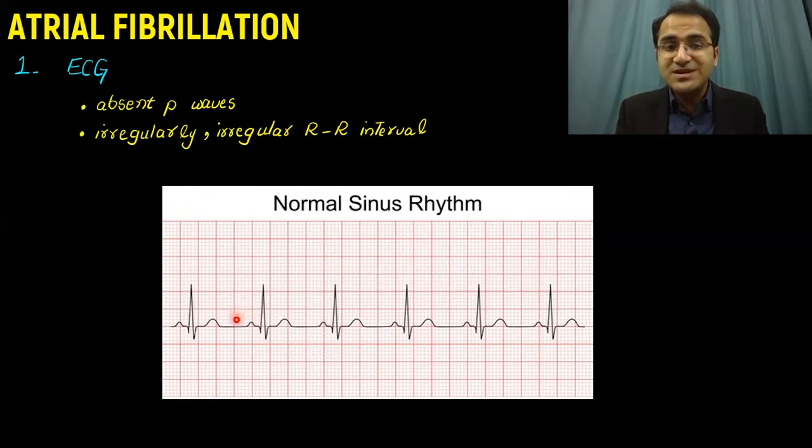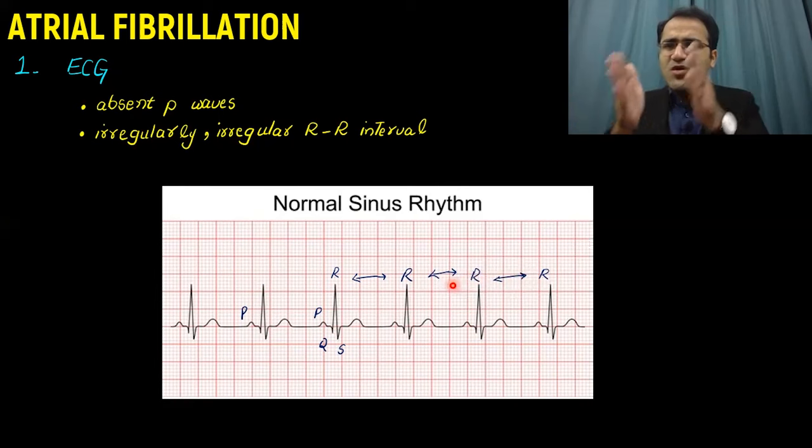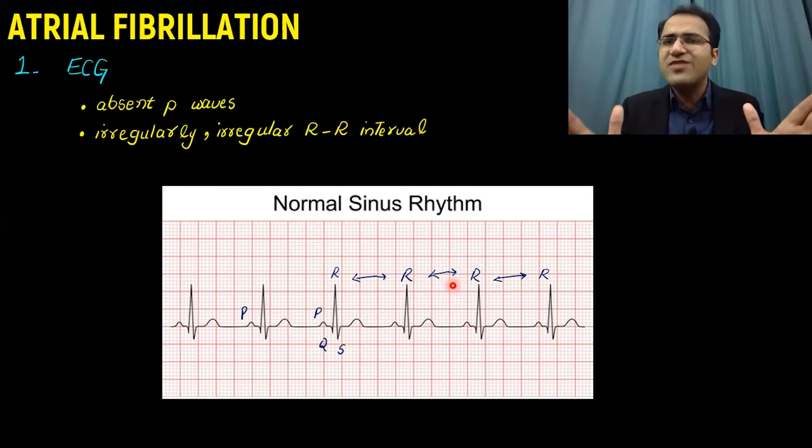Now, this is a normal ECG in which you can easily appreciate the P wave followed by a QRS complex, then a T wave, then again a P wave followed by a QRS complex. And if you see, the RR interval is normal. It is of equal distance in all of them.